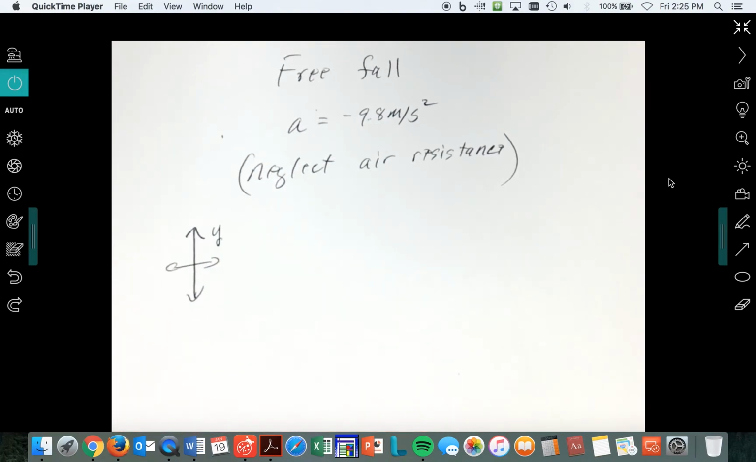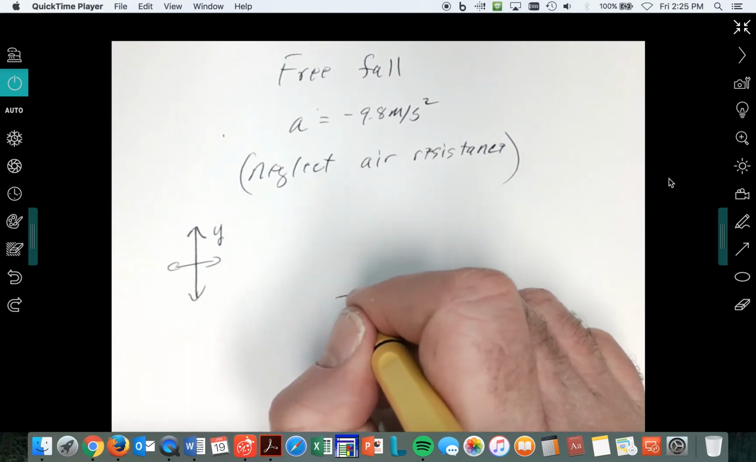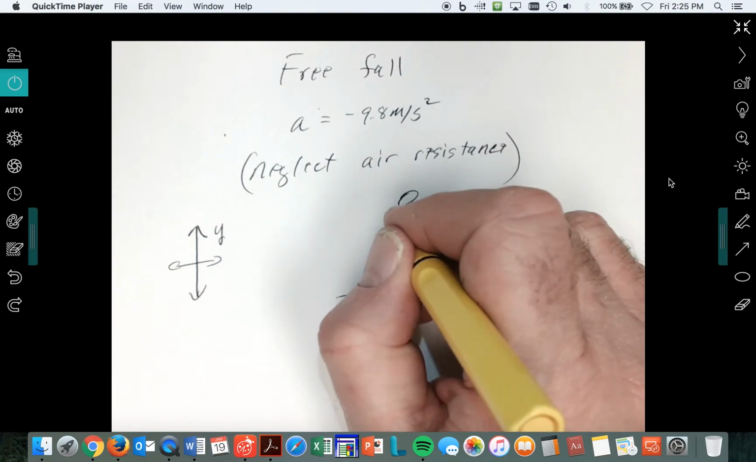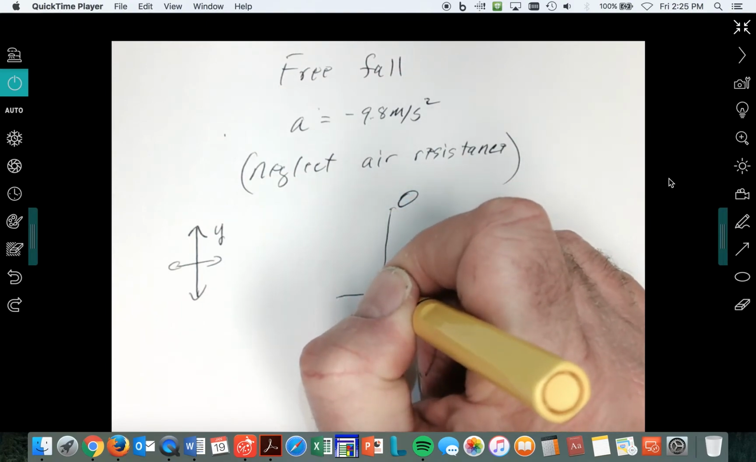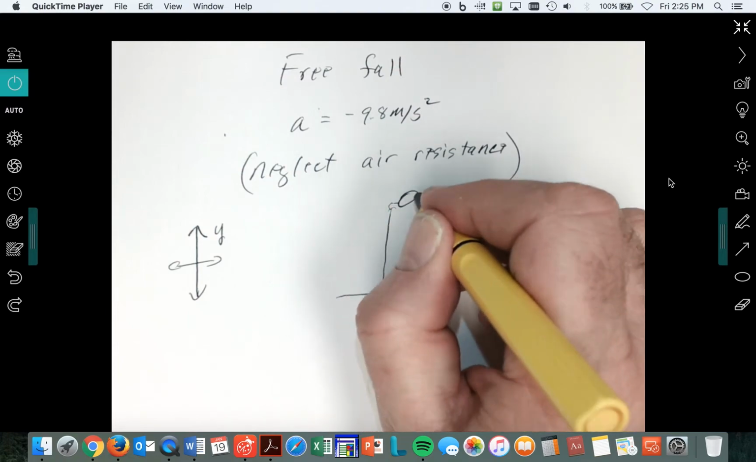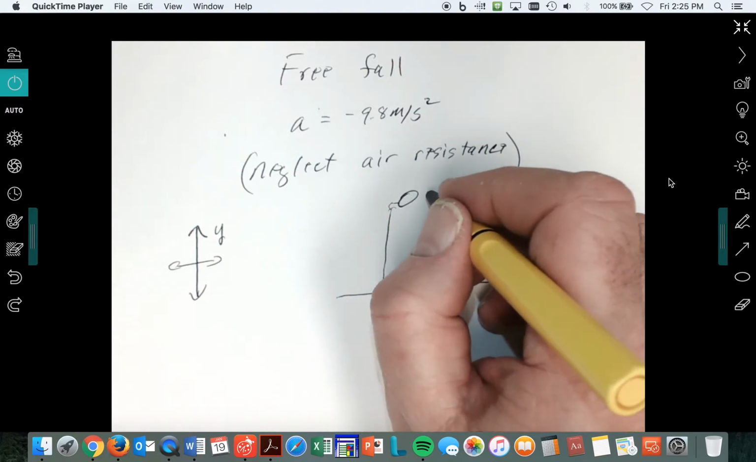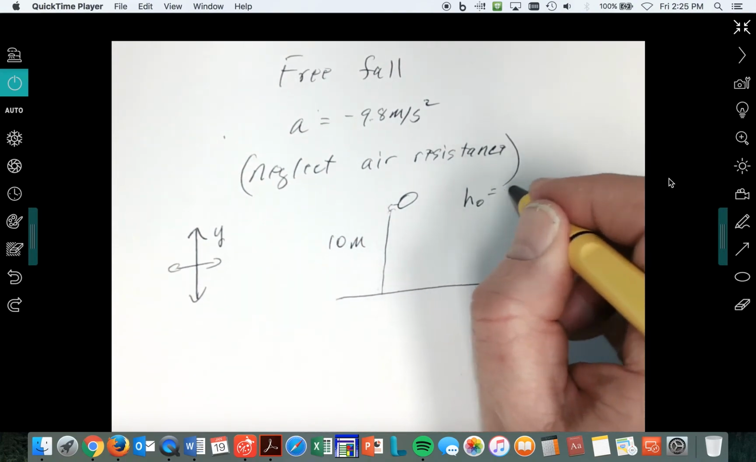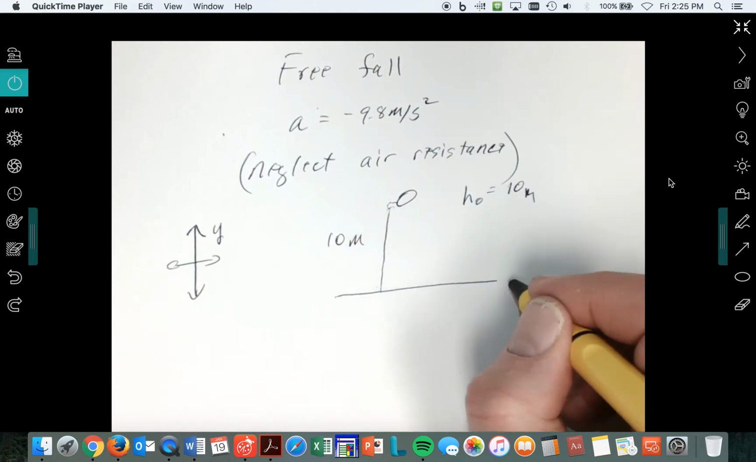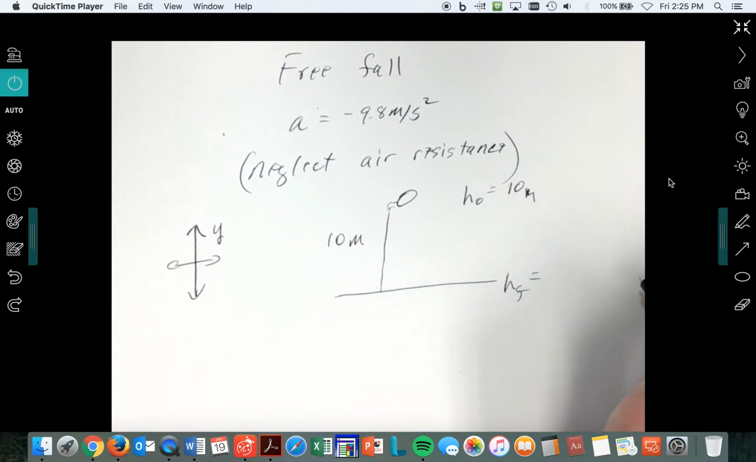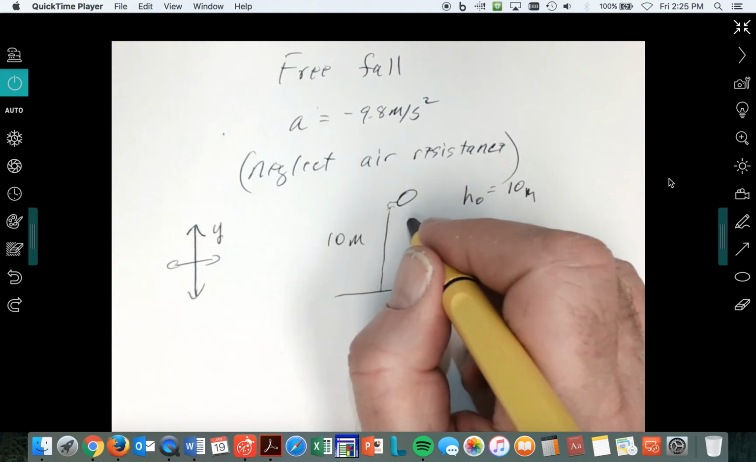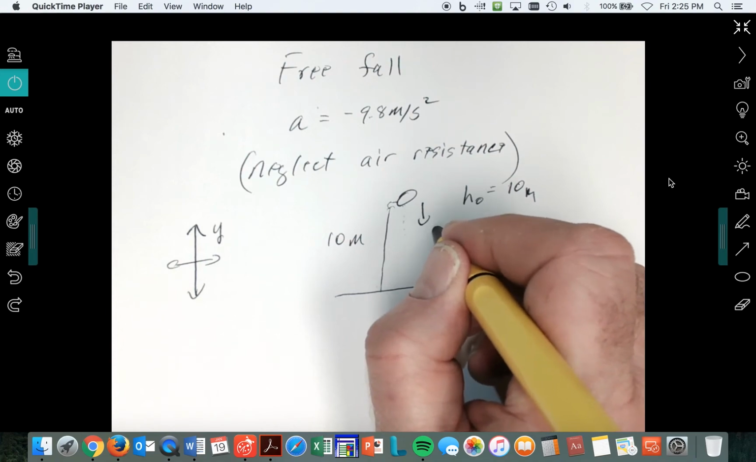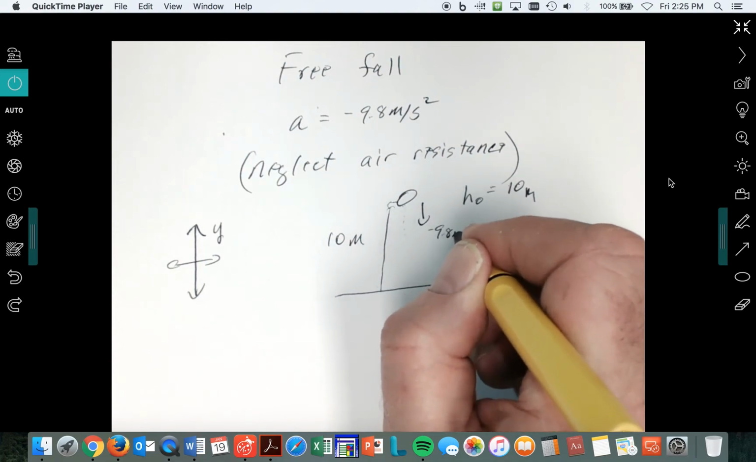Now here's the biggest thing. If I drop something from a height, neglecting air resistance and all other things, I've got an object up here at 10 meters. So the initial height is 10 meters. The final height, or y final, is 0 meters. When I drop this, the acceleration is going this way, negative 9.8 meters per second squared.